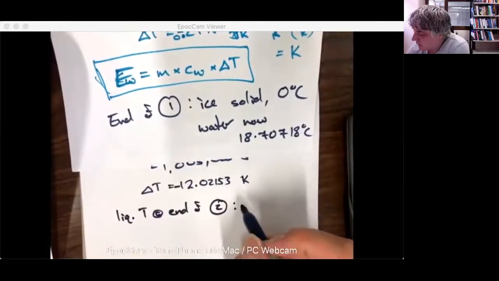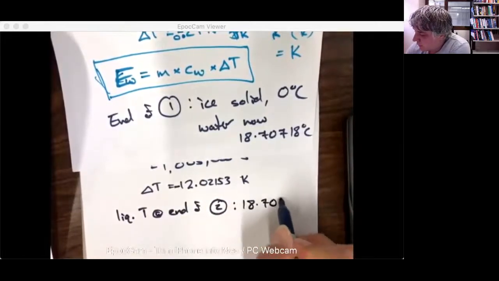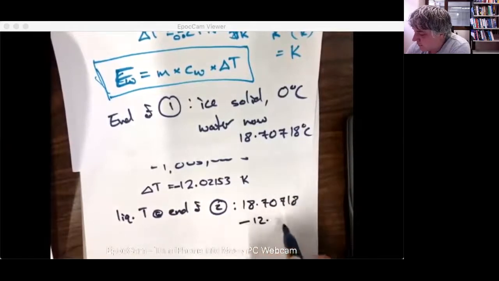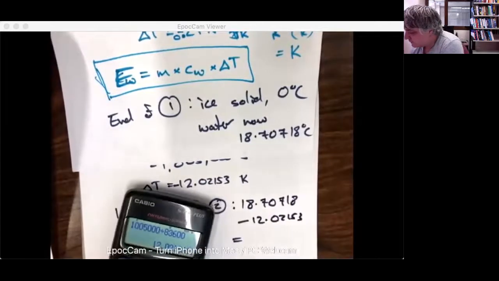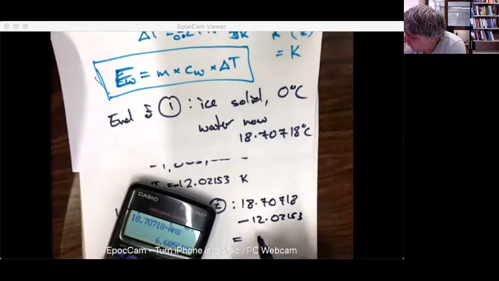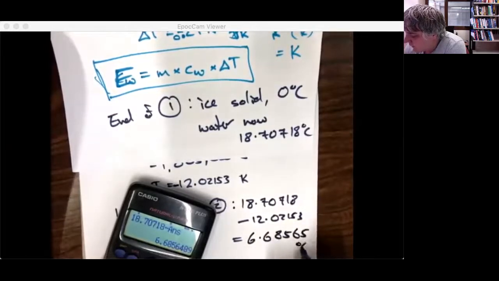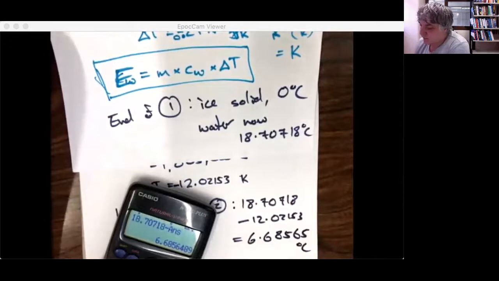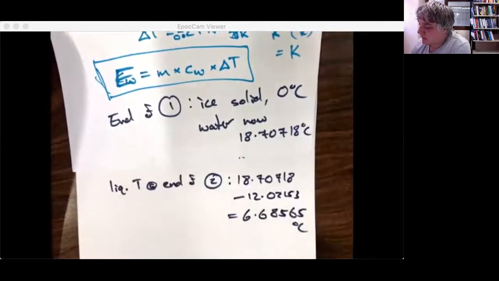So that means that our temperature of the liquid water, so the liquid temperature at end of step two, is going to be 18.70718 minus 12.02153, which is 18.70718 minus answer, 6.68565 degrees Celsius. So that is the temperature of the liquid water at this point.